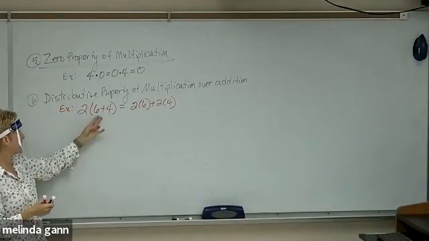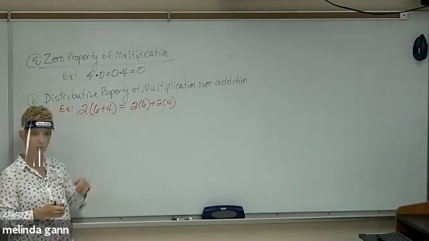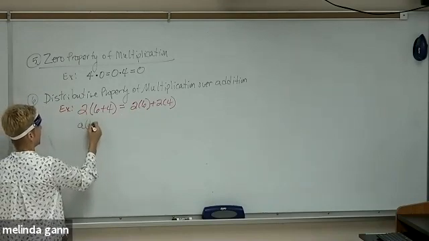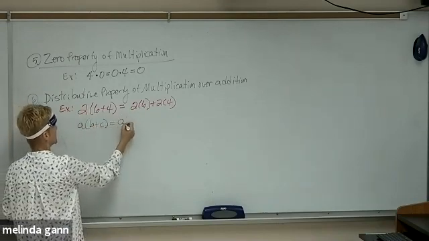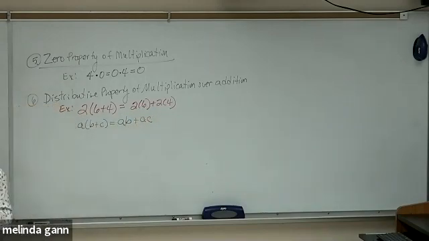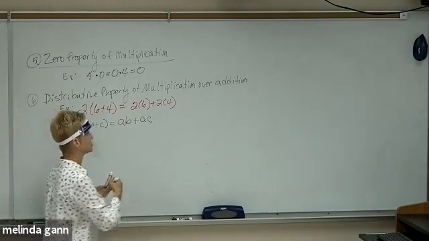So here I add and then multiply. Here I multiply and then I add. And you get the same answer when you do that. So, in general, it'll be like A times (B plus C) is AB plus AC, if you like kind of general things. Now, there's also a distributive property of multiplication over subtraction.